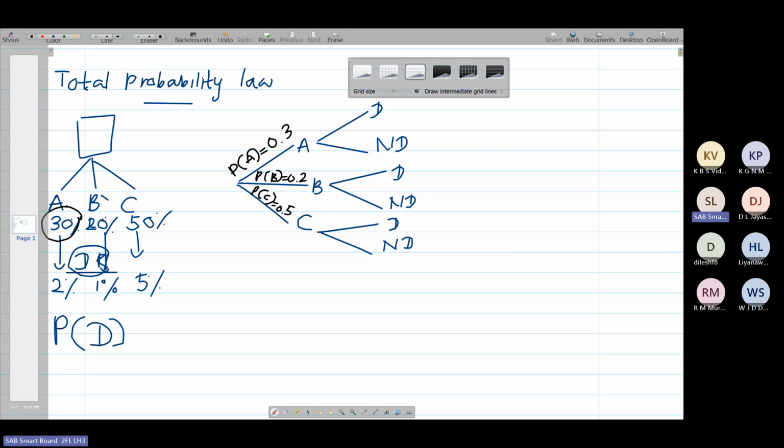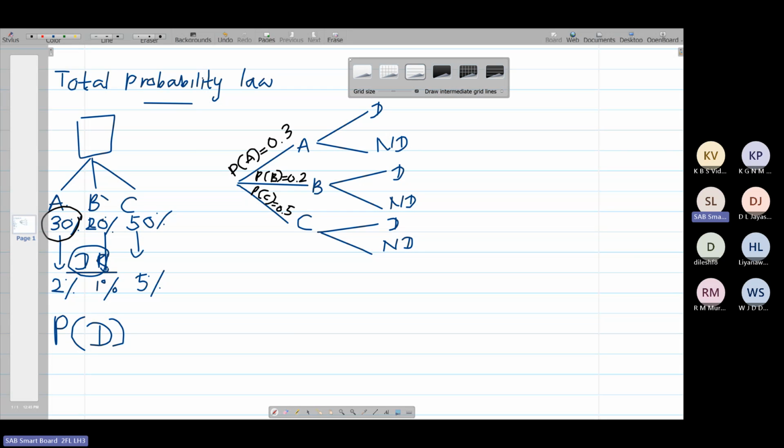Then we move into the defective rates. 2%, 1%, 5%. Here we can write 2%. Then how do we write it using the notation? Two percent means what? We select an item that is a defective one. It is produced by machine A.